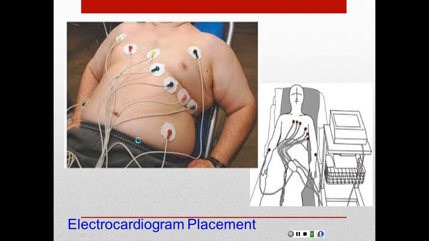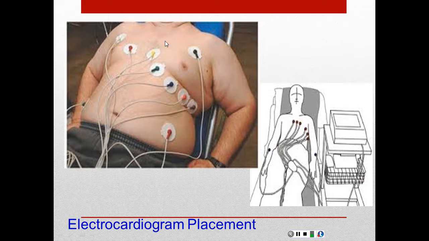So let's move on to our electrocardiogram. Now I added some extra slides talking about placement and what you're looking at when you look at an EKG, which is electrocardiogram. This is the placement of the leads. You have 12 leads. You have 1, 2, 3, 4, 5, 6, 7, 8, 9, 10. Well, 10 to 12 leads.